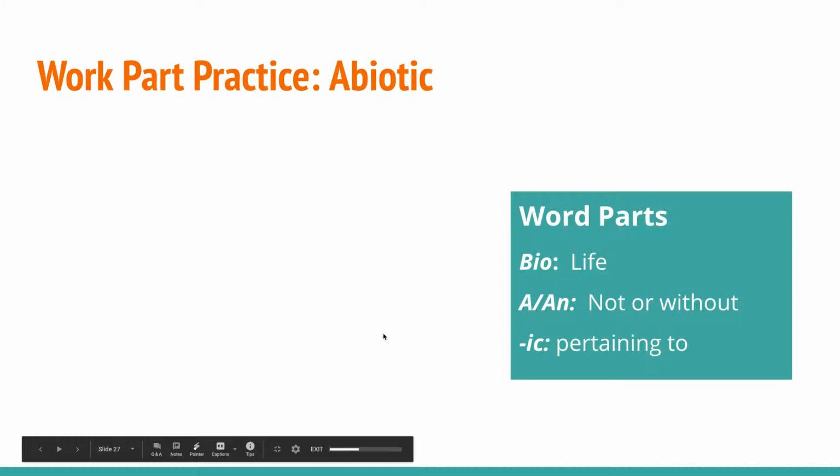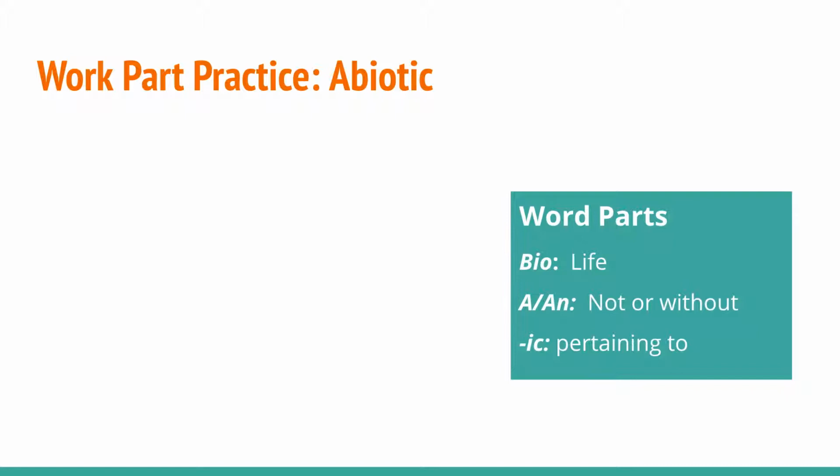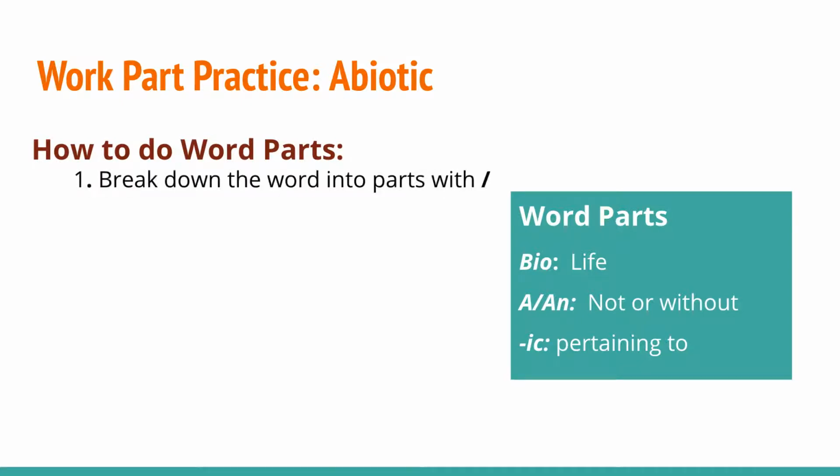Okay, so you have a word part practice that you are doing. I'm going to show you how to do it just in case you need a little bit extra help. So the steps to doing the word parts is you want to break up the words into parts with a hyphen or a slash, whatever you call it. So the word example that I'm going to do is abiotic. So this is our first step, break it up.